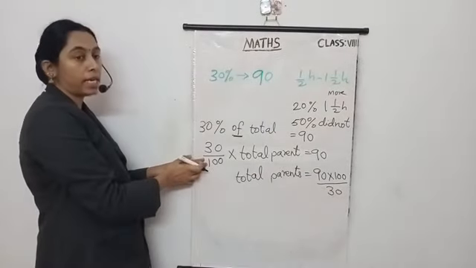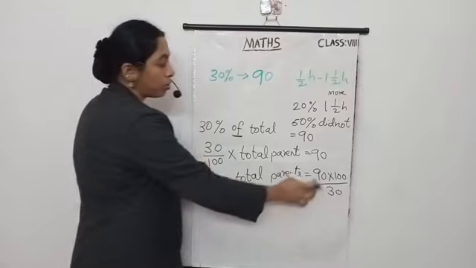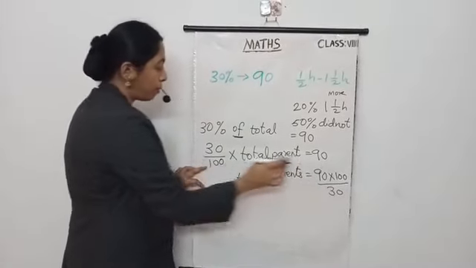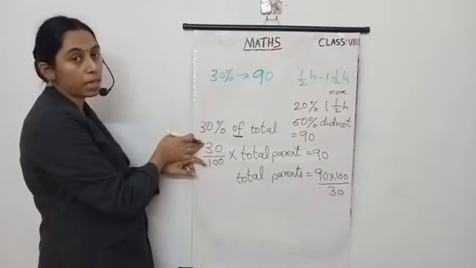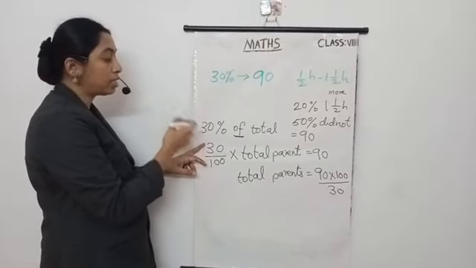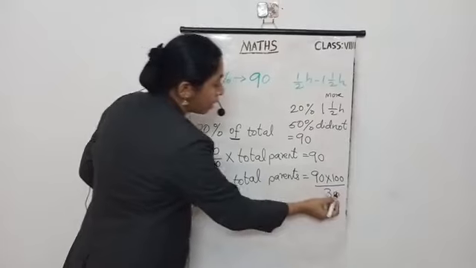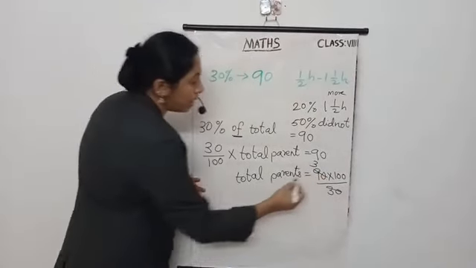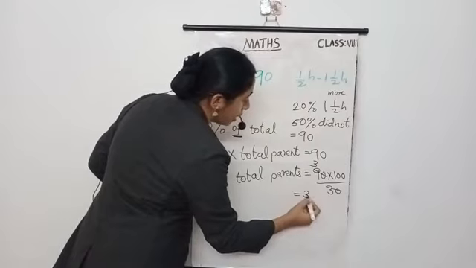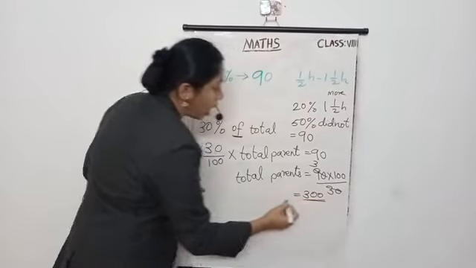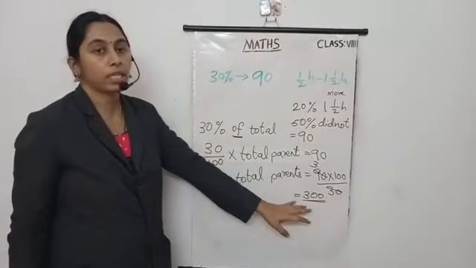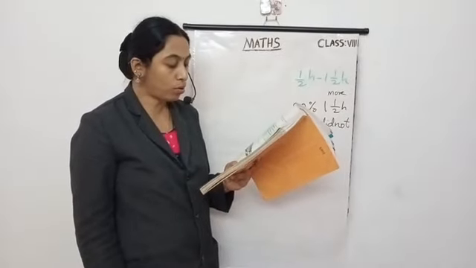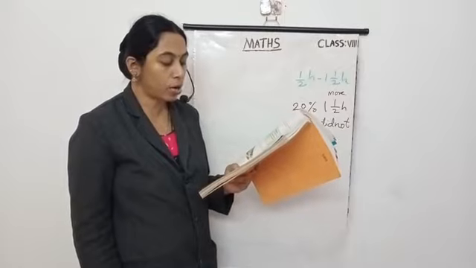Why? This 100 here is in division. So when transposed to the right hand side, it turns to multiplication, and here it is multiplication, so its sign turns to division. Now we can cut 30 into 3 we get 90, and 3 into 100 we get 300. So total how many parents surveyed? 300 parents surveyed.